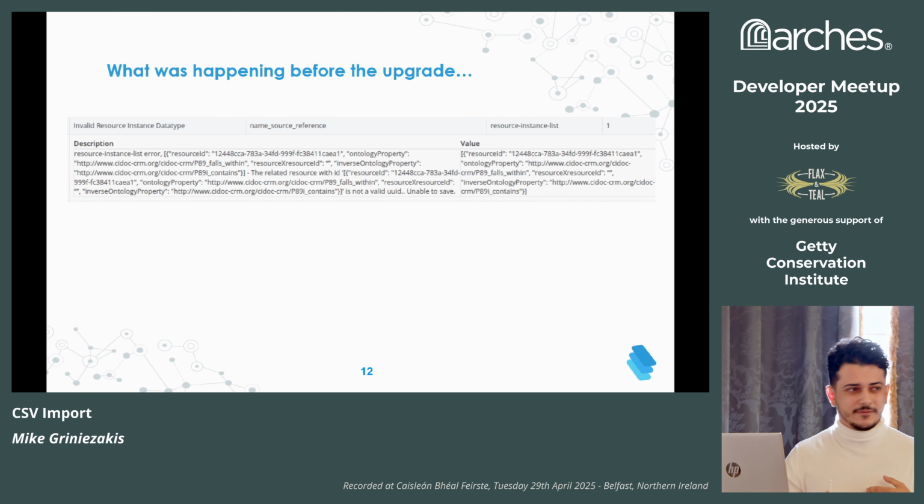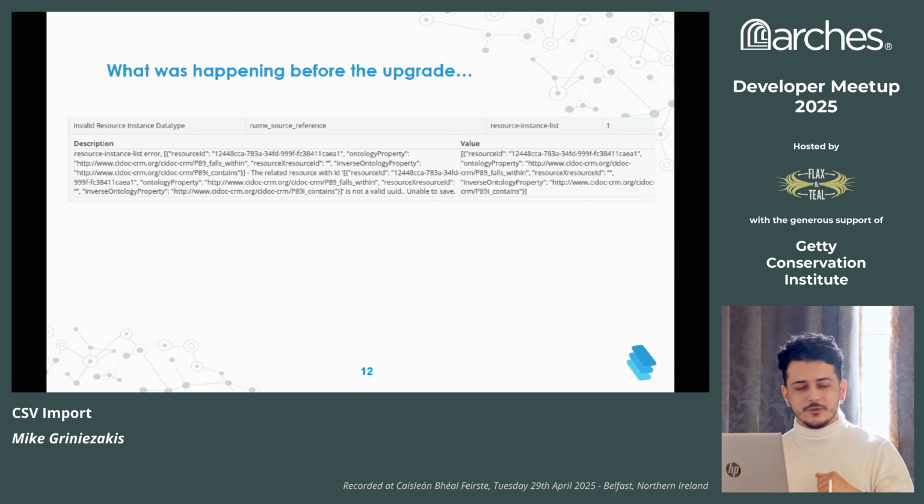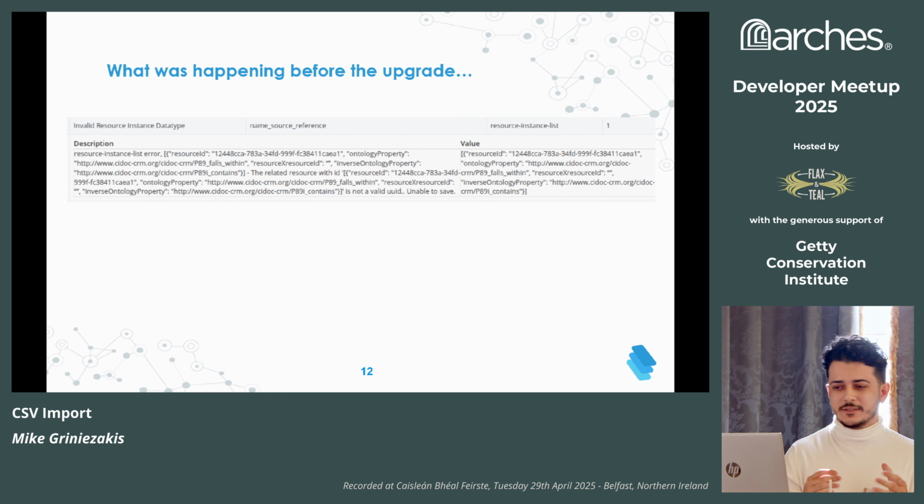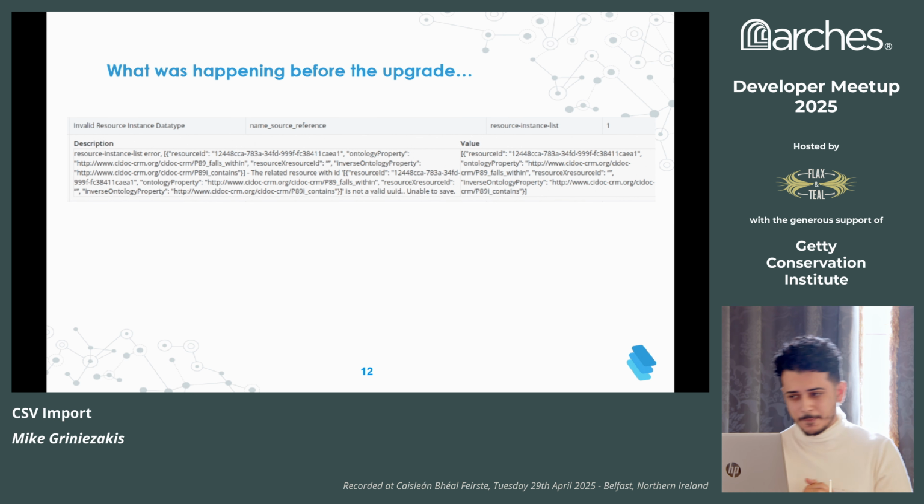This is another specific example. You can see that in this case we have the name source reference node, for example, and the resource instance list as type. And it was running an error: it expected the resource relationship ID to be there, but it didn't. It tried to convert it to a UUID and failed because it doesn't exist here. It's an empty string. So that's also one of the issues that we fixed, as we now can generate the UUIDs in these cases.